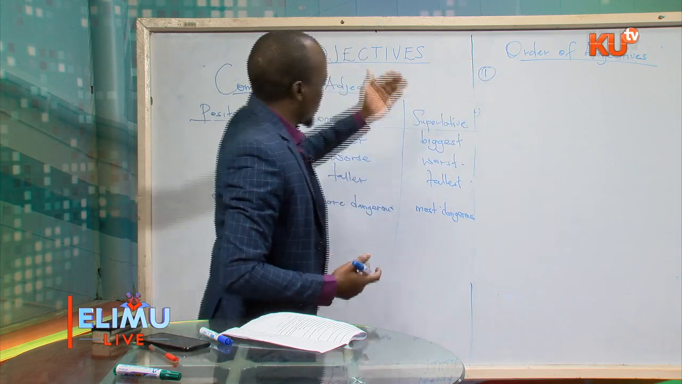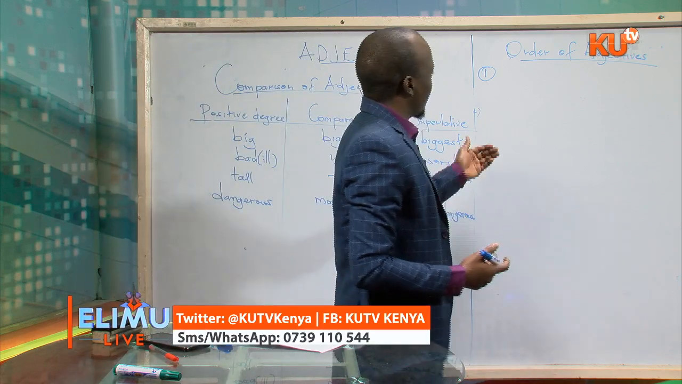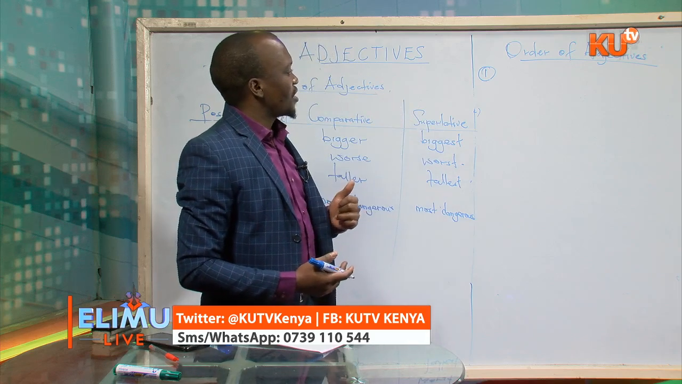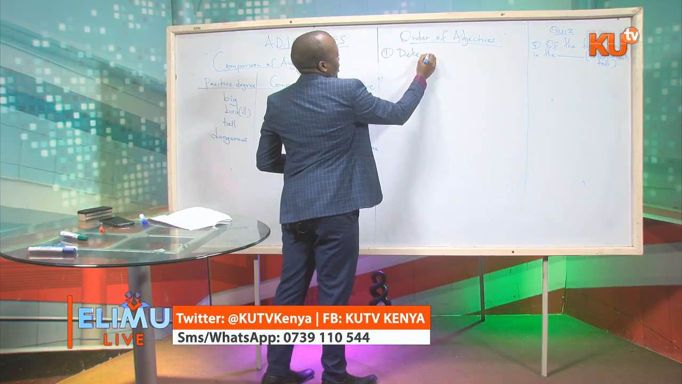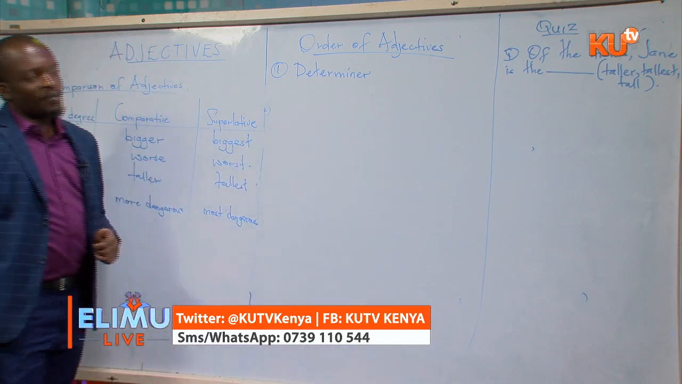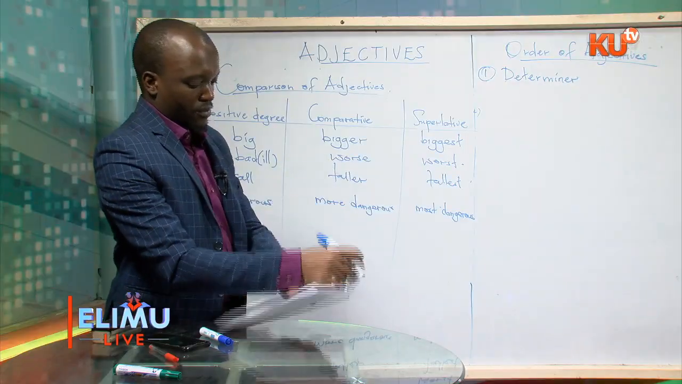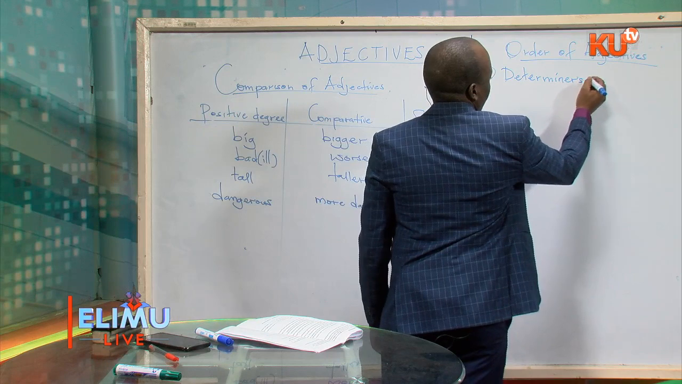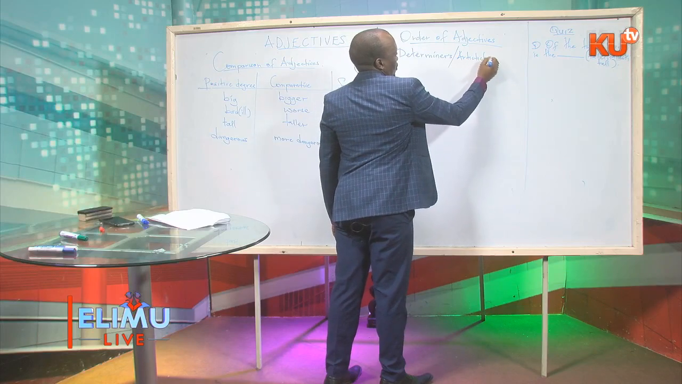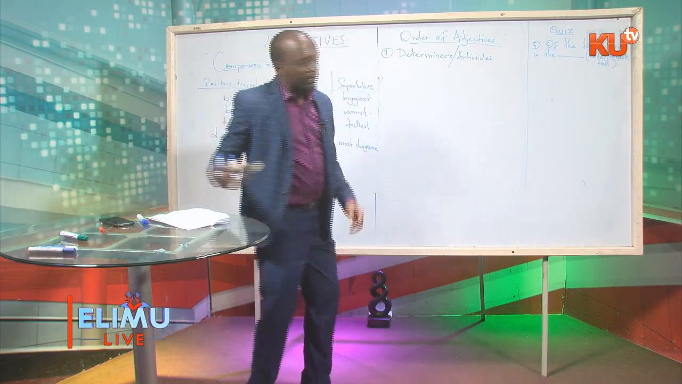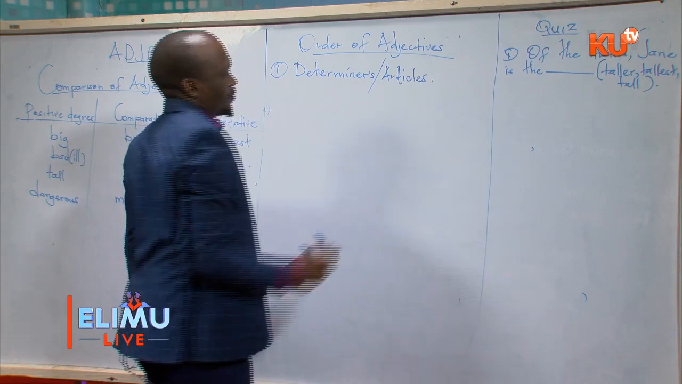You may get very many adjectives, the ones that we've learned. You may be given all of them, or 4 or 3 of them, to use in one sentence. So when dealing with the order of adjectives, we start from the first one. And the first one will always be a determiner. Some people call them determiners. Here is where we also have the articles.